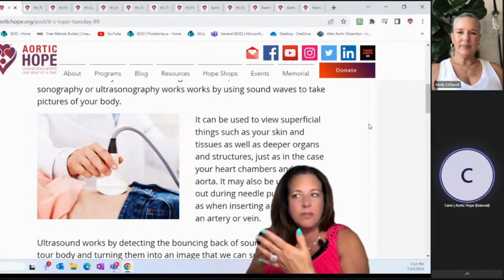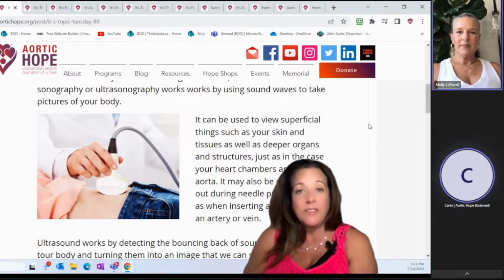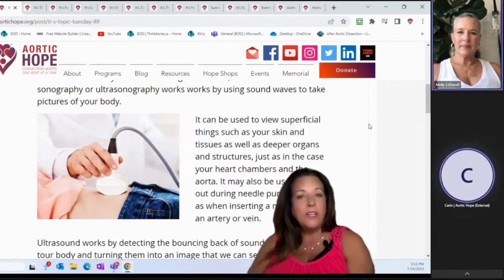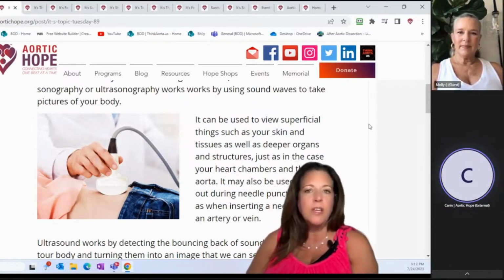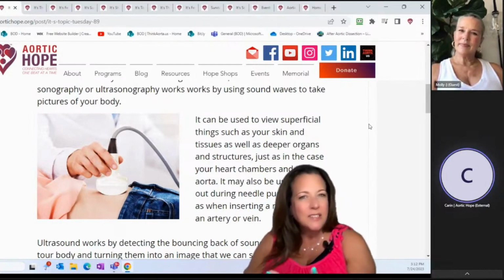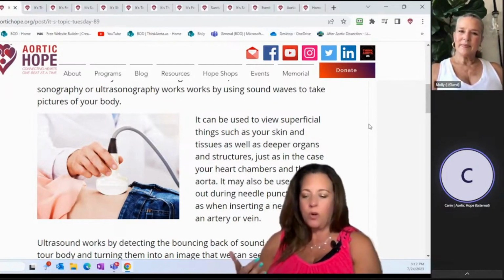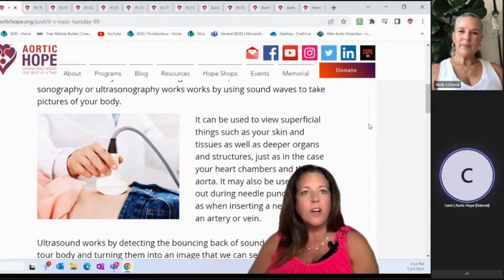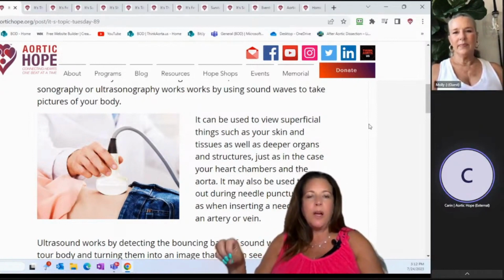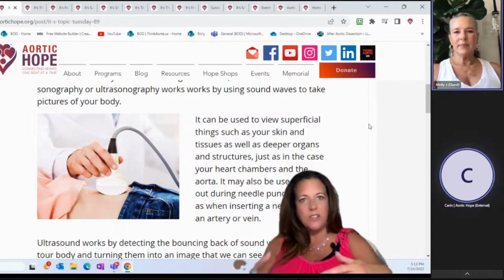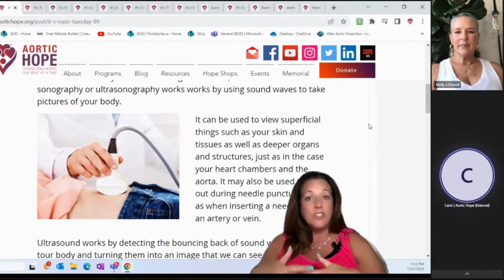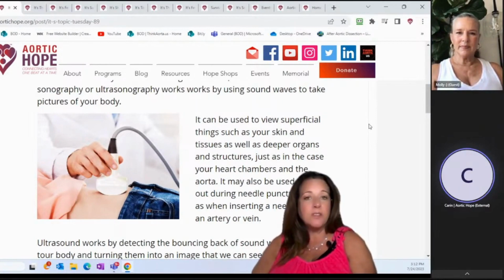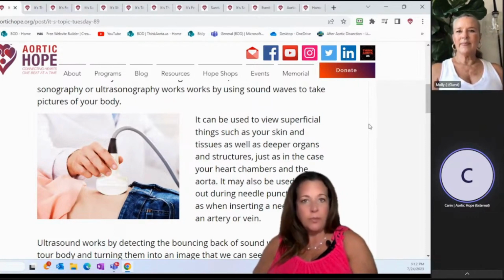if you were of the belief that you could be having a dissection. But if you're going in to check out your thoracic ascending aorta or your arch or chambers of your heart, it's basically used to view superficial things such as anything that's going on in your skin tissue. So people have used them to determine if there's some type of infection underneath the skin, but also deeper organs and structures as well, and heart chambers and your aorta.